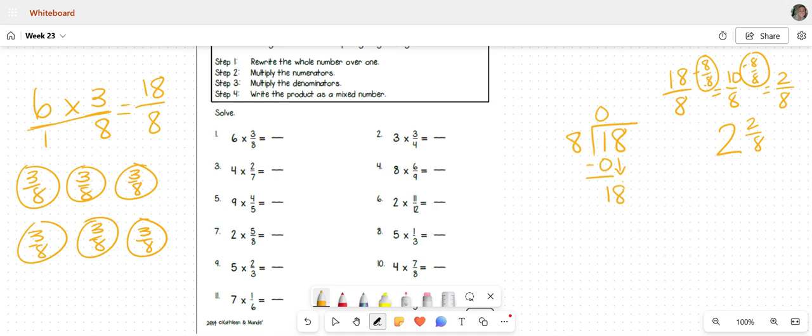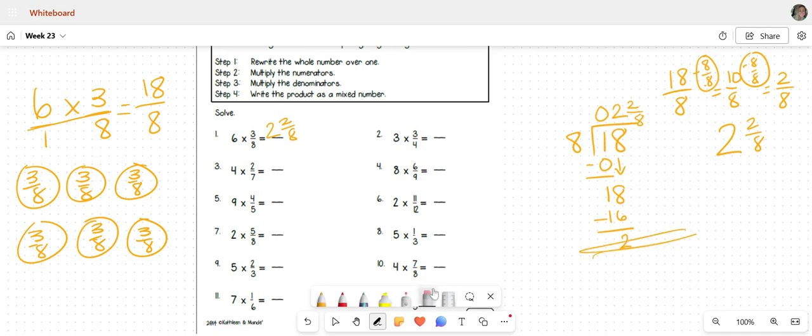Bring down our 8. 8 can go into 18 two times. Leaves us with 2. And our remainder becomes our numerator, and our denominator stays the same. So our answer here is 2 and 2/8.